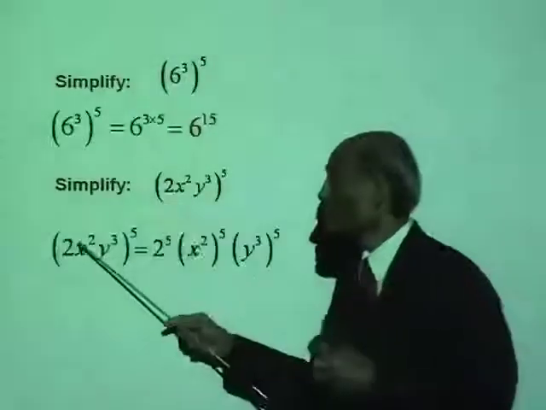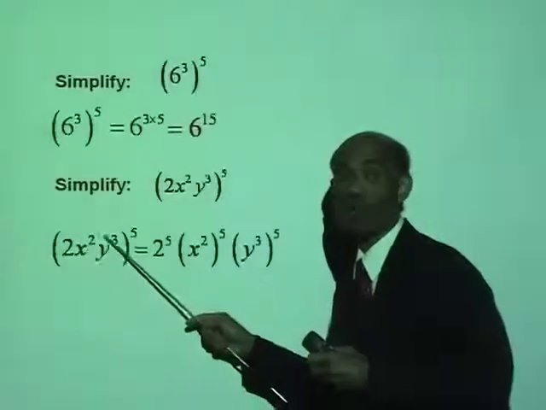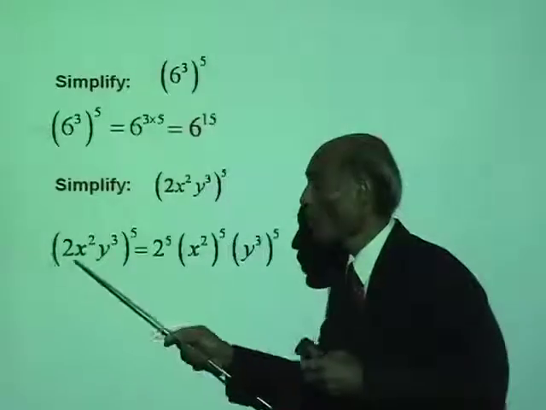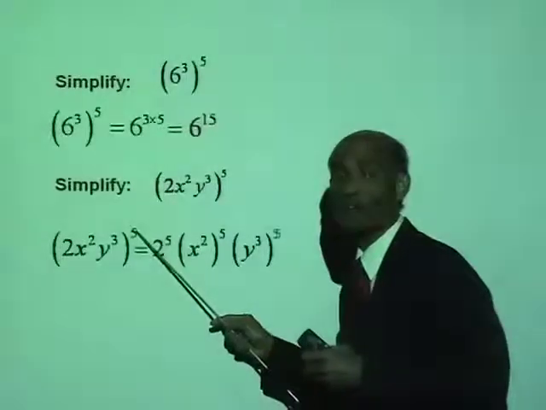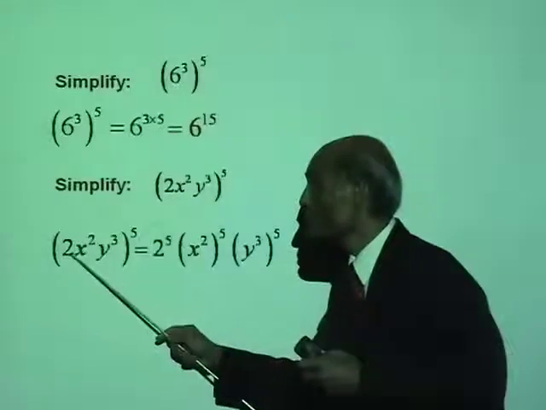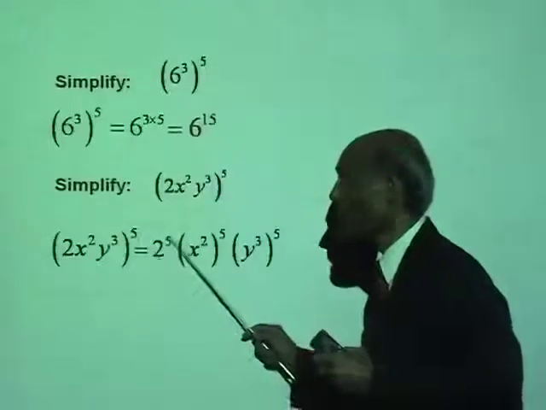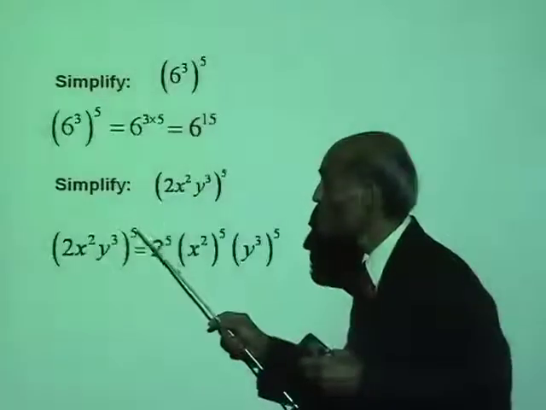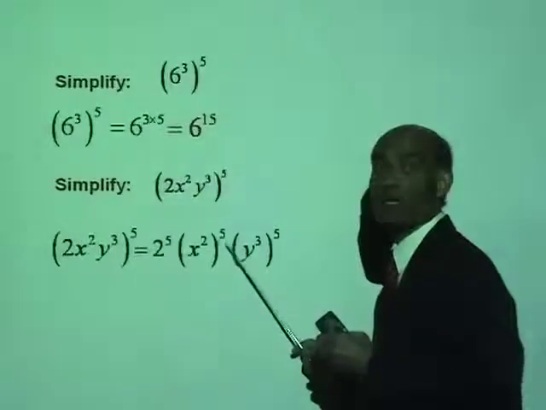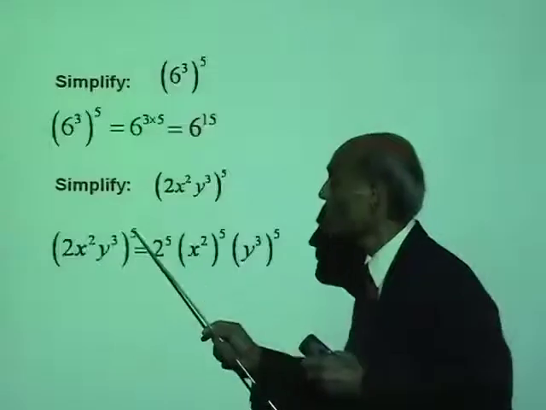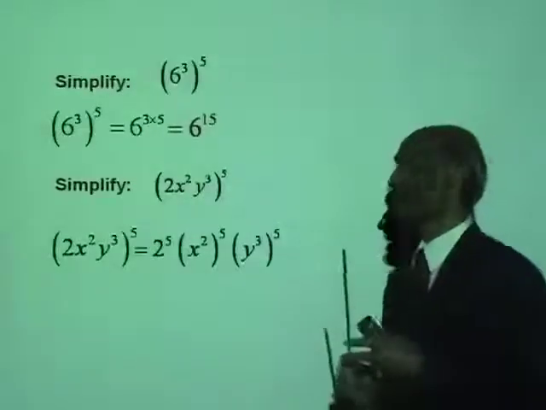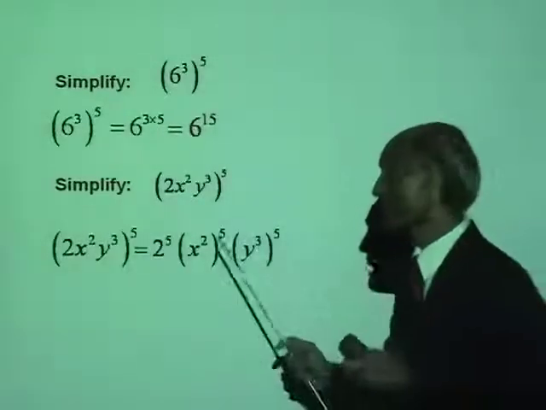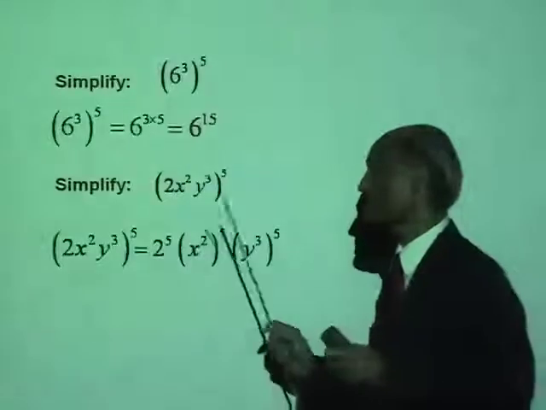Alright, so 2x squared y cubed all to the power of 5 is equal to 2 raised to the power of 5 times x squared raised to the power of 5 times y cubed raised to the power of 5. Alright, now we can simplify each of these.